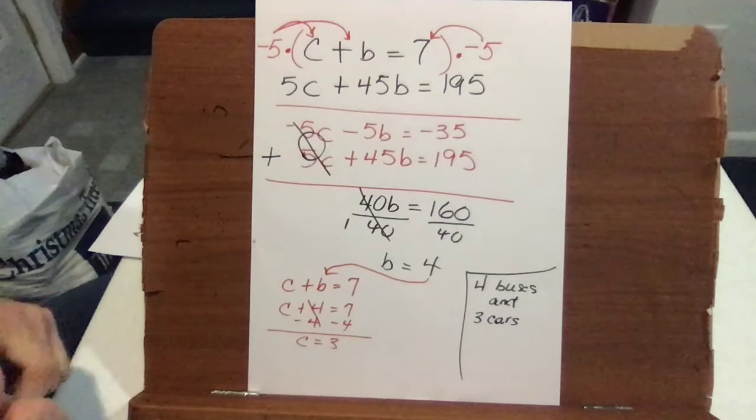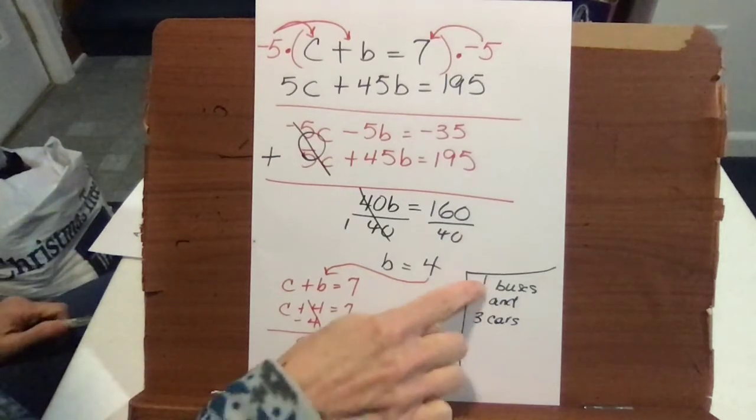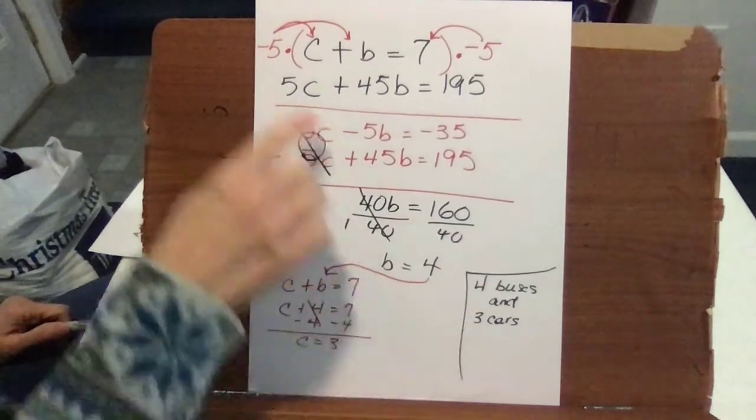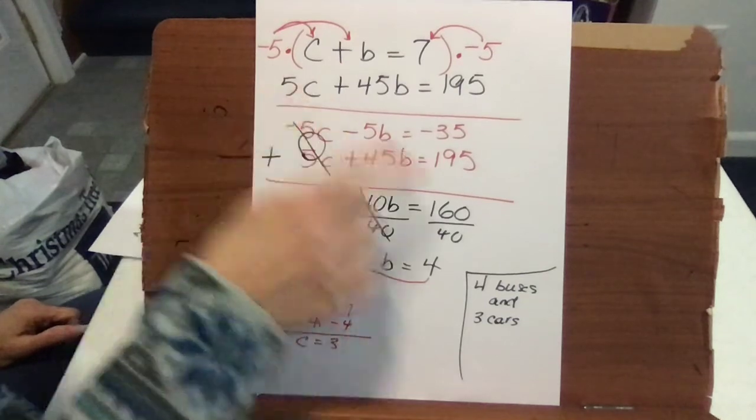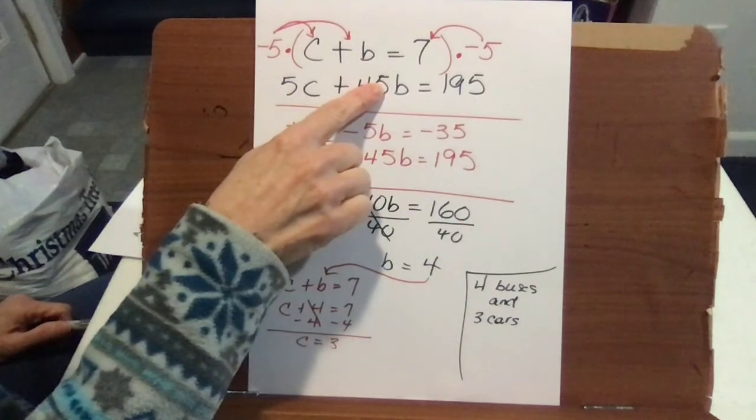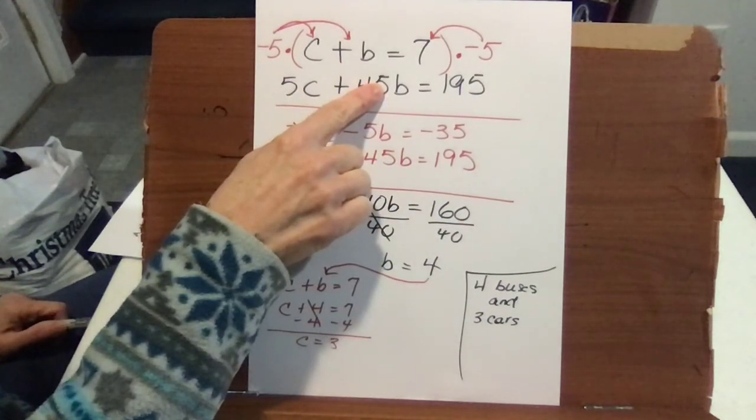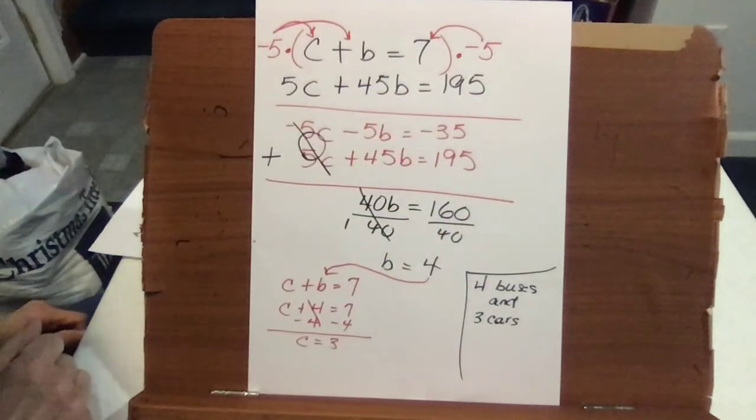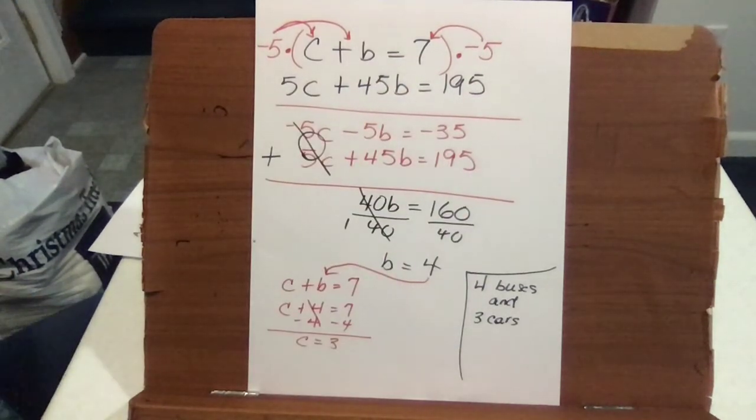Now, if you want to check these, it's very easy to plug in. Obviously, 3 plus 4 is 7. Then 3 times 5 is 15. 4 times 45, you would total that up. And then when you add them, you should get 195. Okay? And that is how you use the elimination method to solve word problems.